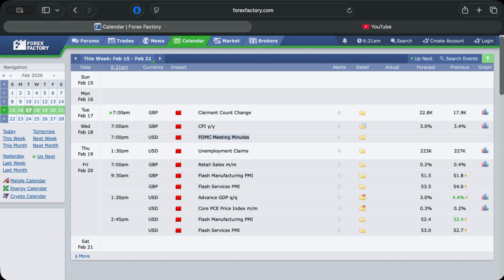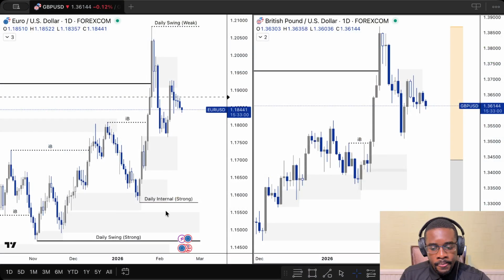Okay. Yesterday we didn't have any news. It was also President's Day in the United States, and the markets were so slow. So let's look into it.